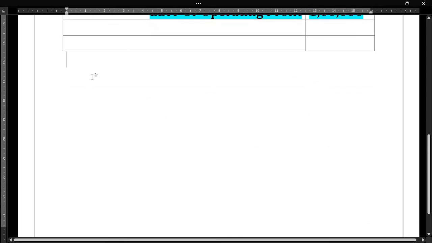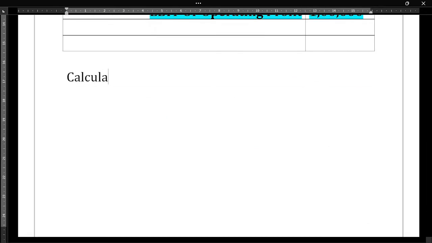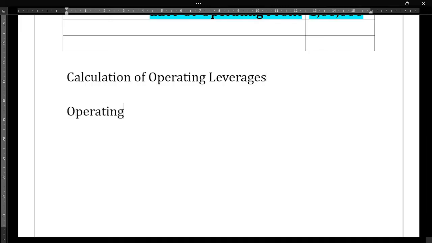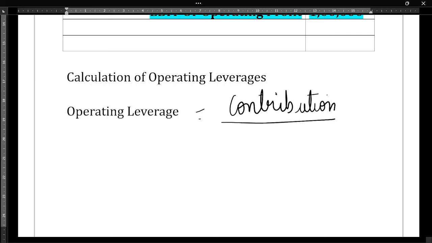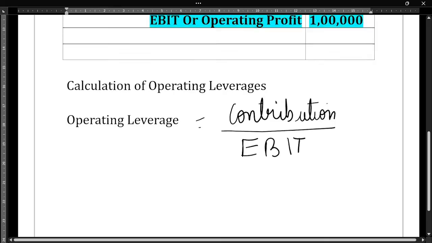Now we need to calculate the operating leverage. Calculation of operating leverage. The formula to calculate the operating leverage is, operating leverage is contribution by EBIT. We have to divide contribution by EBIT.